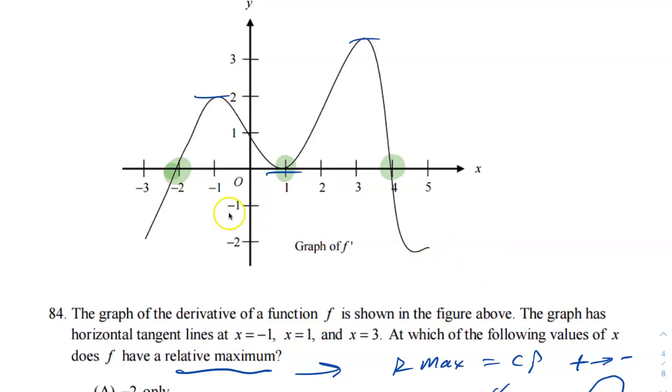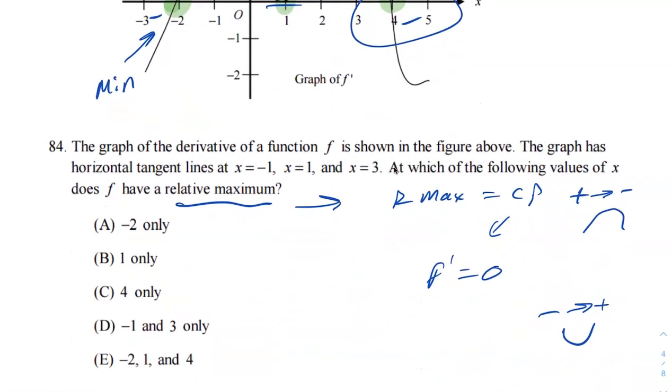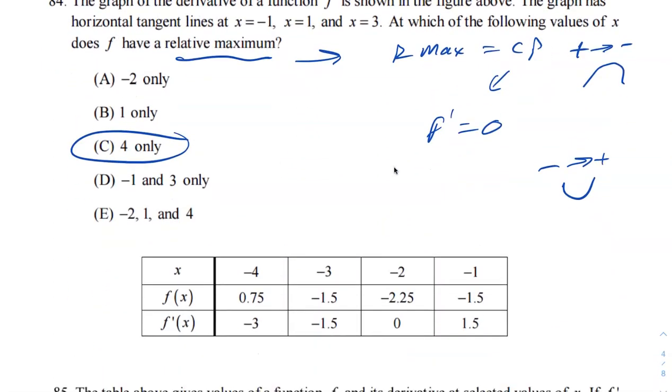Which of these is the relative max? Well, this one goes from negative to positive, so that's actually a min. This one goes from positive to positive, so it's neither. And then right here it goes from positive to negative, so that's my relative max. It's at 4. So C, 4 only. Next one.